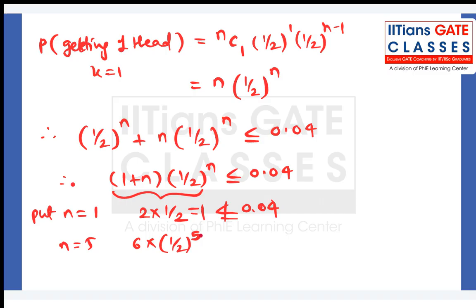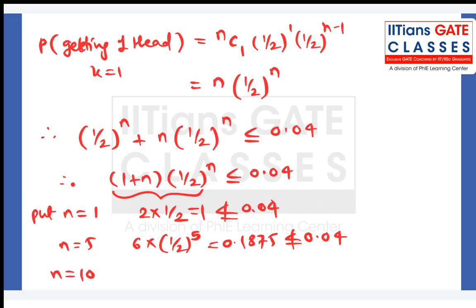Okay, so what is the value of 3 by 16? It is 0.1875. Okay, but that is also not less than 0.04. So let's take 10 and we'll see.